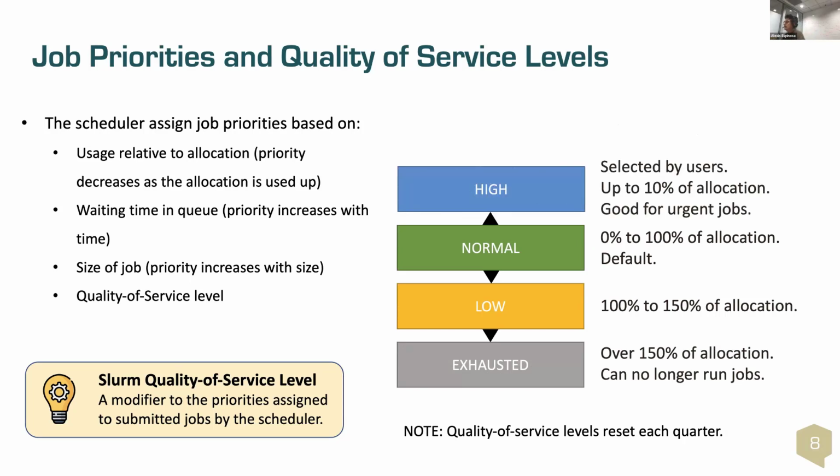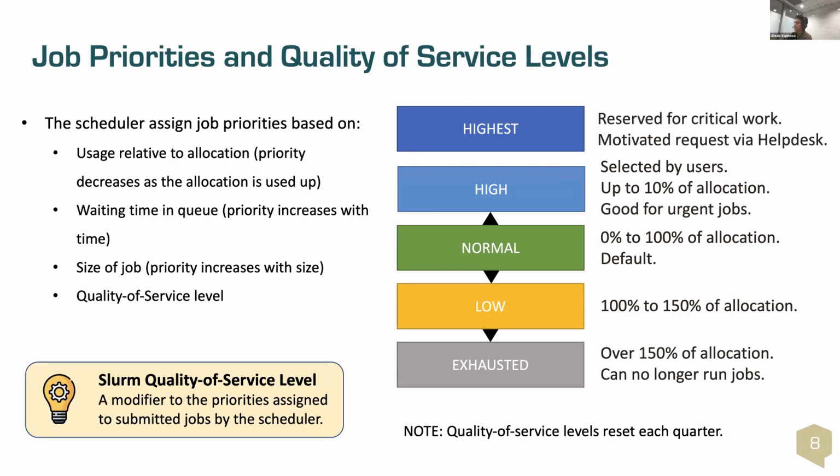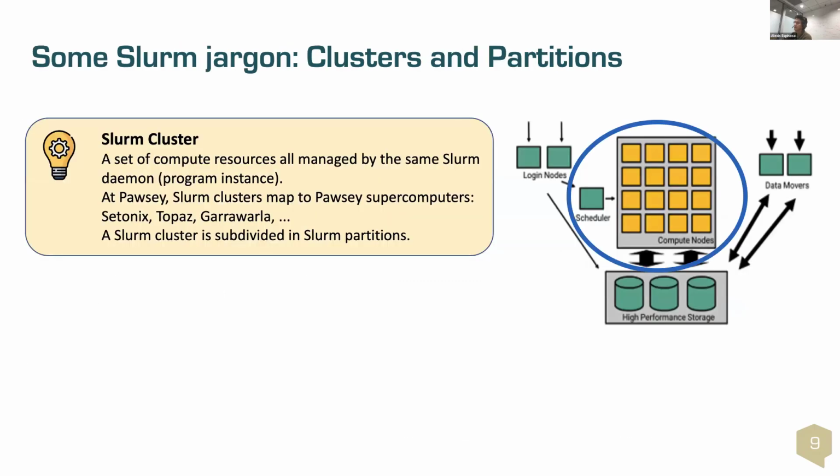Okay, and there is a quality of service with high priority. This is selected by users. So you can choose your quality of service. Then if your job is urgent, it can go with a high priority in the queue and execute earlier. There is even a highest quality of service that is only assigned by us.